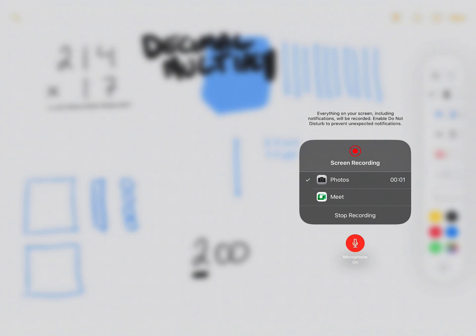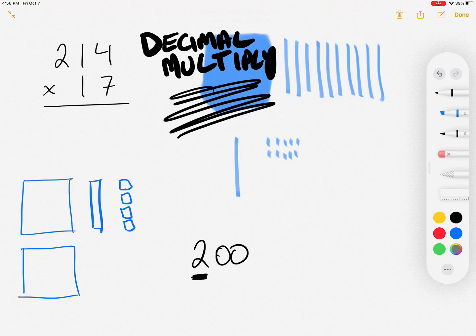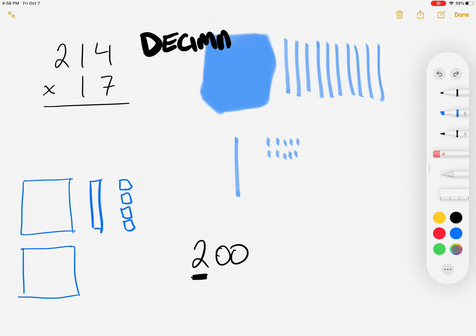Okay, all right, everybody. This is going to be a fairly quick little video on decimal multiplication. I know some of you are like, oh my gosh, why are we still doing this? But as I said in class, there comes a point when we just have to do the work.